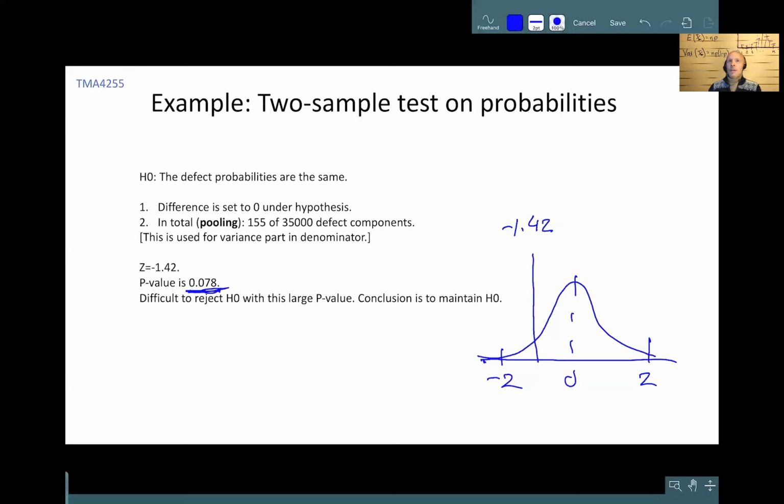because changing a production line likely induces some extra costs and some changes in the workflow. So you would like to have really significant evidence before you do this. And 0.078 is not an extremely small probability. So this is potentially just random variation.